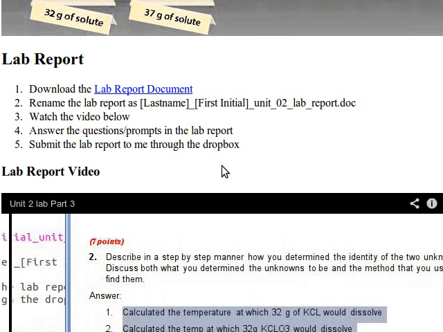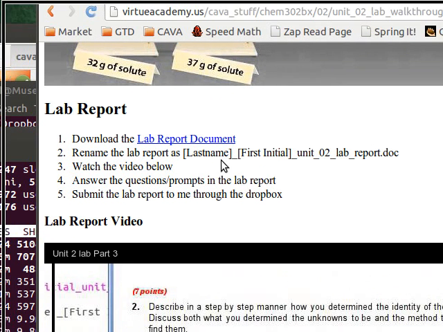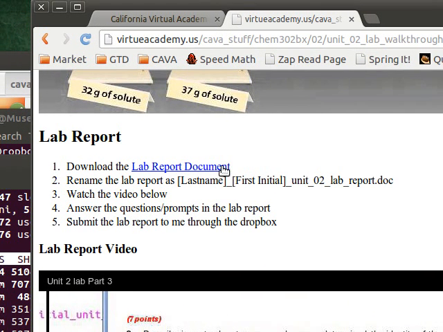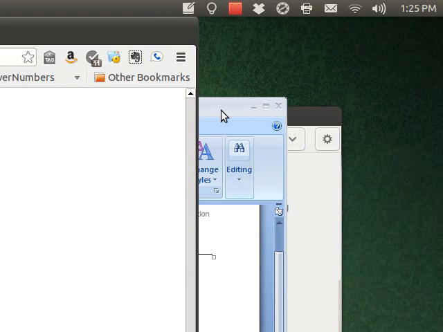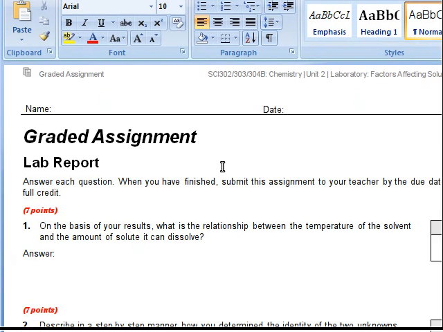Okay, my friends, let's work on the lab report. First thing I want you to do, download the lab report from the link right up above you here. I made my own version. The official way is to go into the lessons and download the graded assignment there.